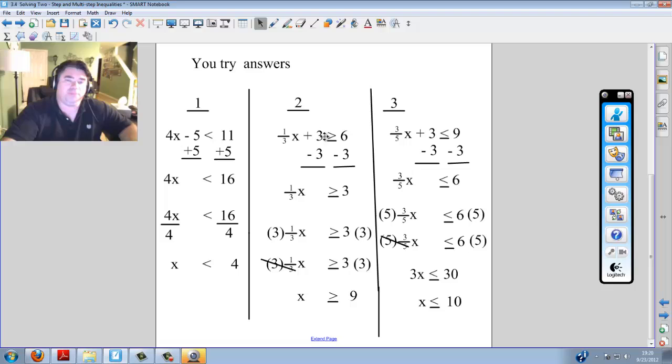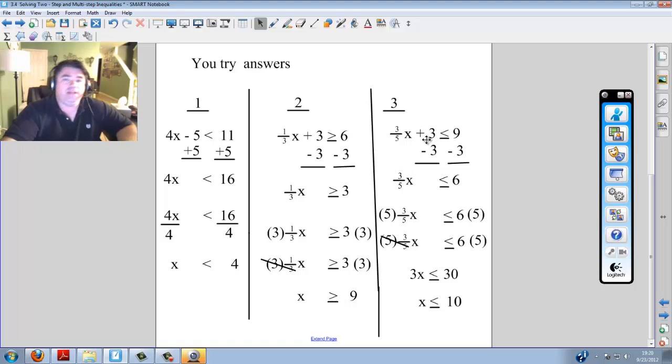This one, instead of plus 3, minus 3 on one side, minus 3 on the other. Then 1/3, remember, means 1 divided by 3. So the opposite of divide by 3 is times 3. Times 3 on one side, times 3 on the other. Leaving 1x. And 1x is just x, so we're fine. And the other side was 3 times 3, which makes 9. So x is greater or equal to 9.